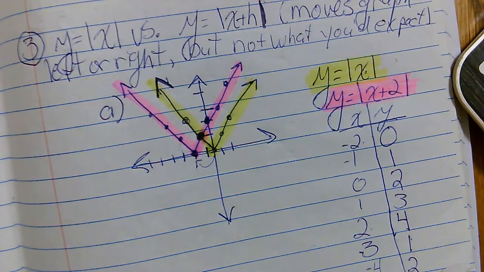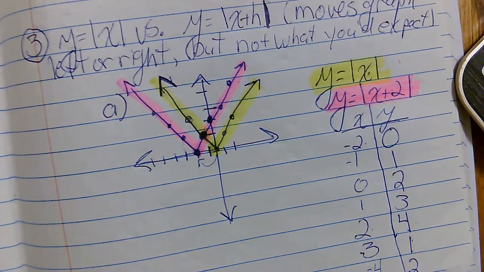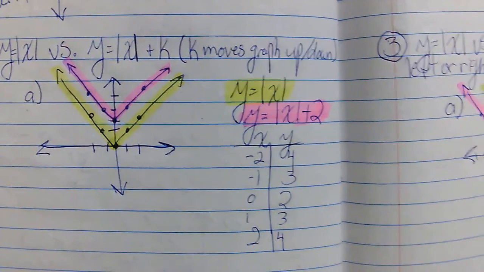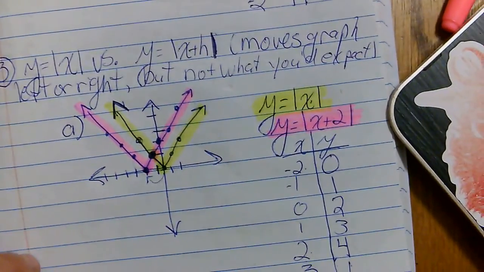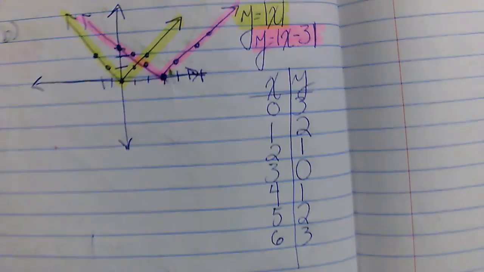So this is what the different graphs of absolute value are going to look like. We looked at how k would affect it, moves up or down, and h is going to move it left or to the right.